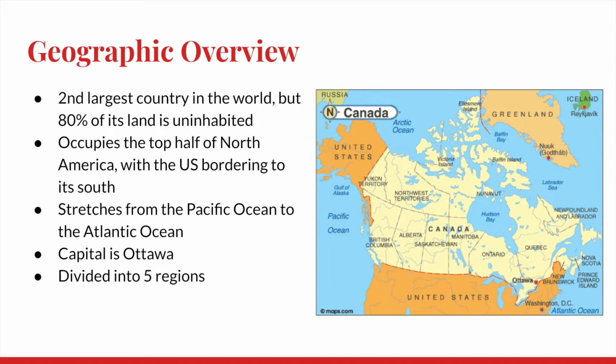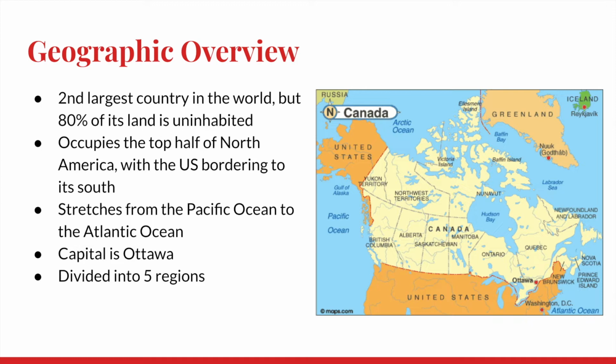Canada is actually the second largest country in the world by total area, but 80% of its land is uninhabited. It takes up about half of the North American continent, with the United States bordering to its south, as well as to the northwest with Alaska.